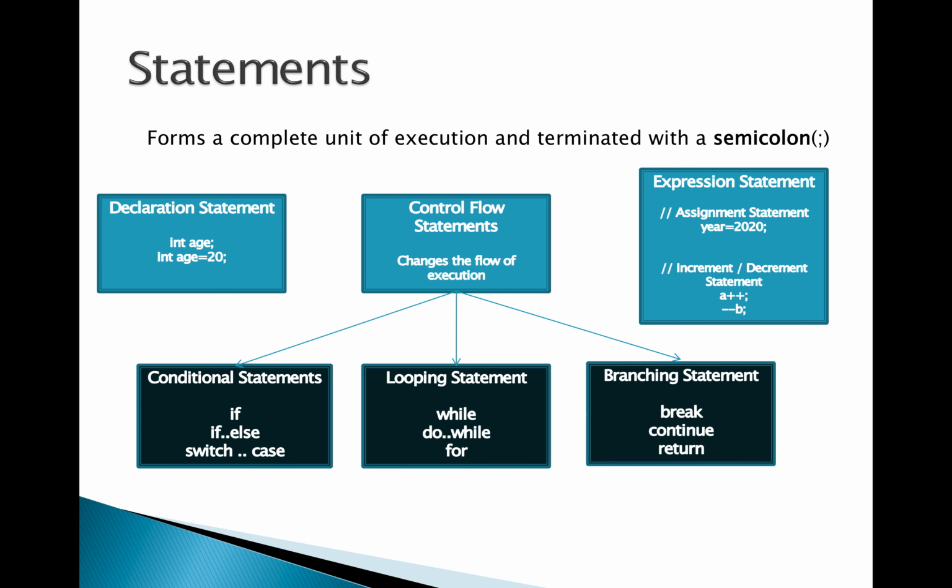And the last one is the branching statement, which is used for coming out of a loop or breaking a loop, using the break statement, continue, and the return statement. We are going to discuss each of these in the next session. As such, there are different types of statements: declaration statements, control flow statements, and expression statements. Control flow statements can be further classified into conditional statements, looping statements, and branching statements.